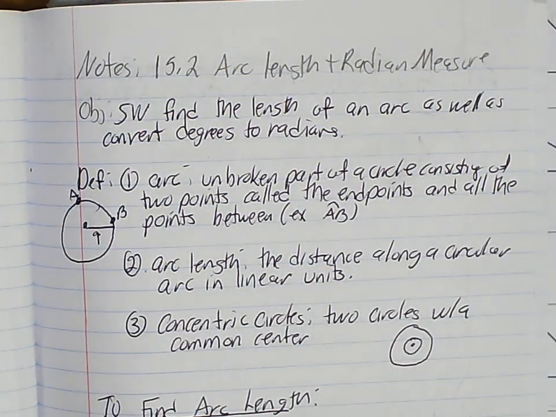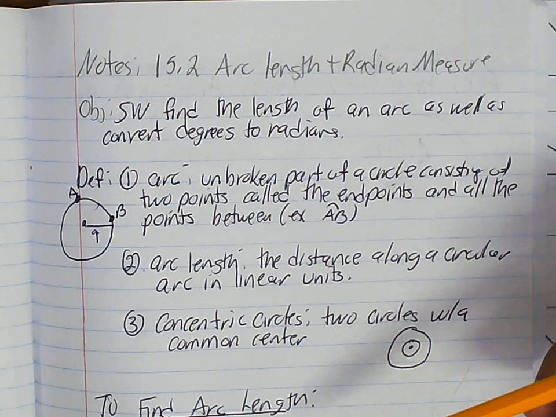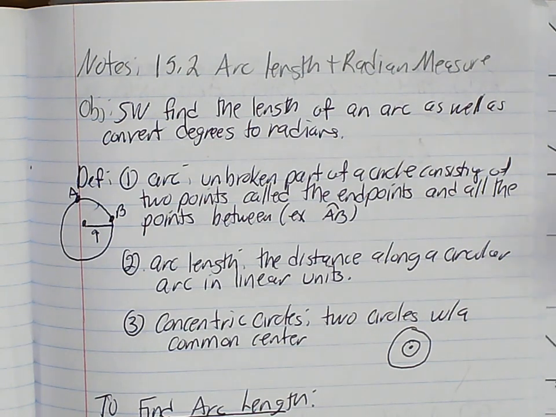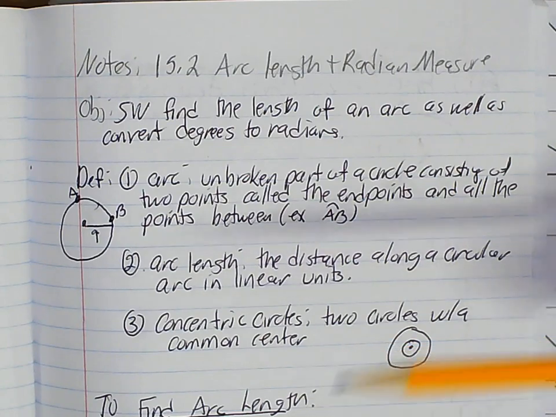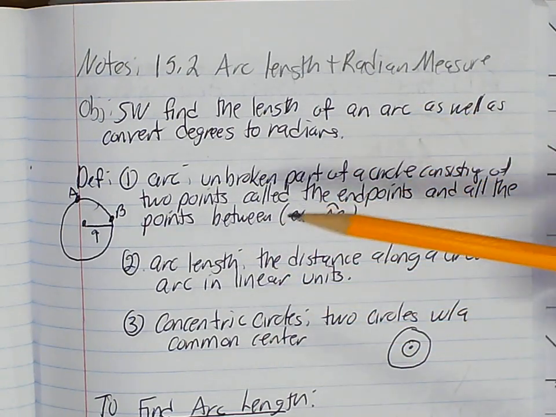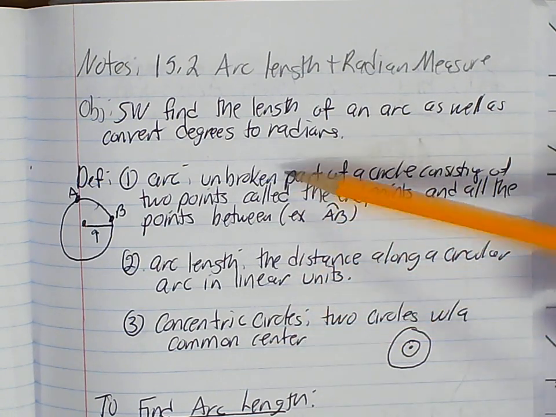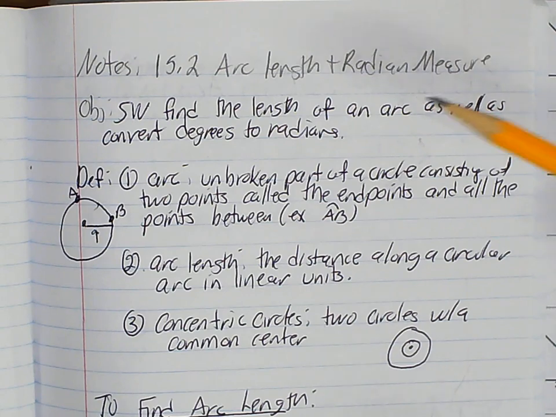I'm going to go ahead and do the notes on arc length and radian measures. I went ahead and pre-filled some stuff in just to save some time. You already have the definitions done, or you might not, so you could technically add these to your definitions that everyone will have to do on Friday. So the objective is to find the length of an arc as well as convert degrees to radians.